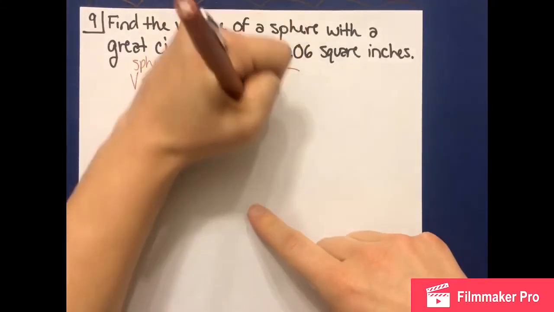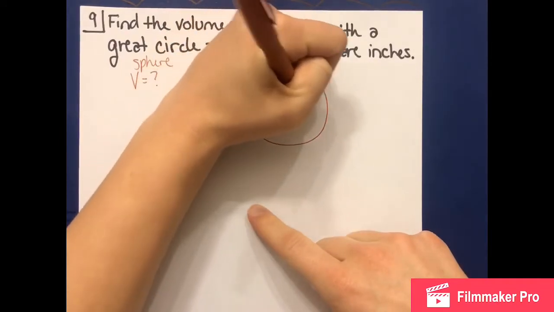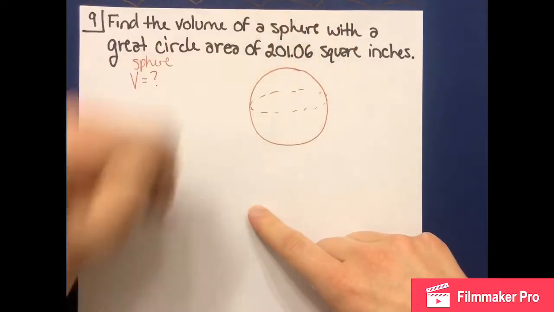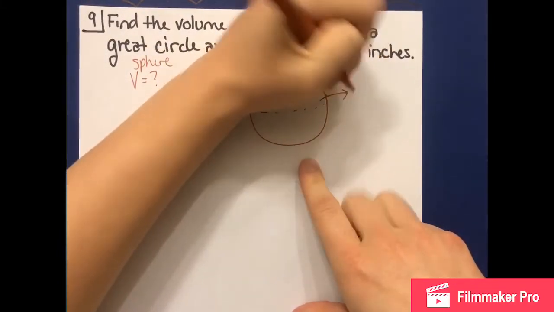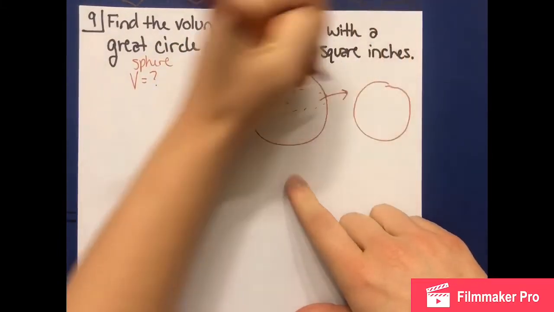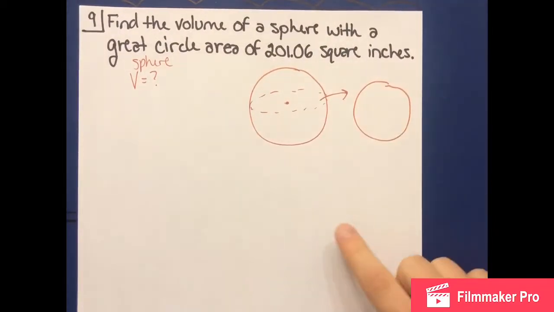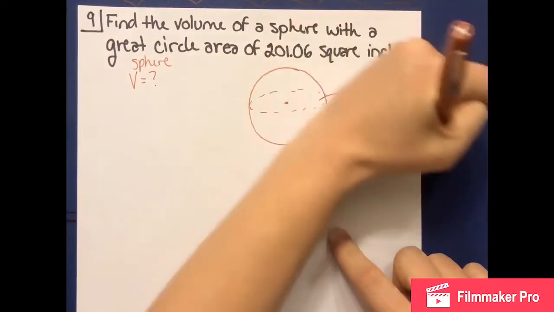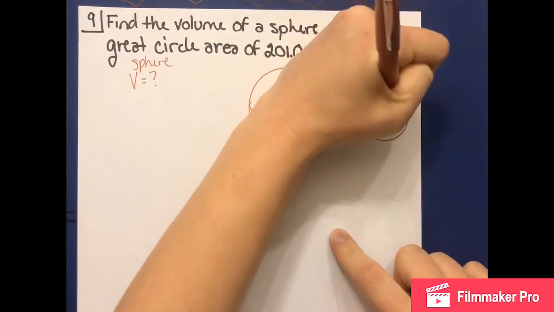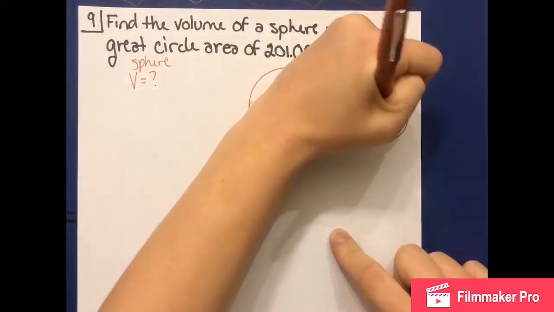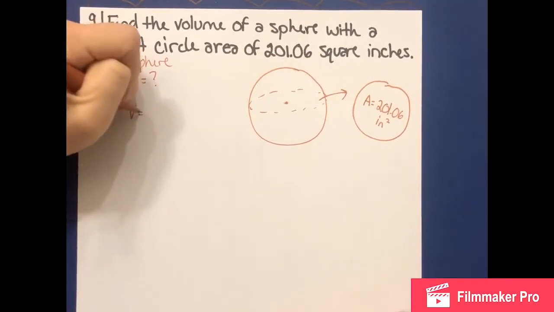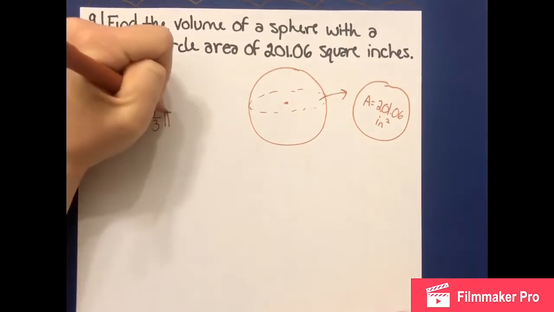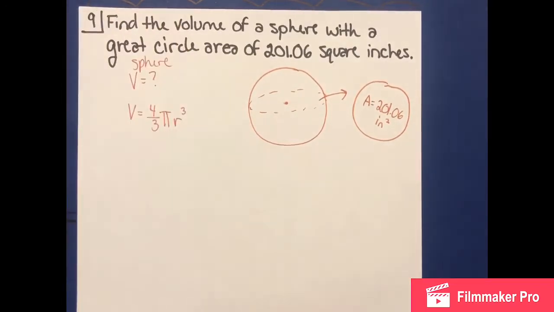So we have this sphere, okay? And I'm taking the circle inside, the great circle, I'm laying it flat. This great circle has an area equal to 201.06 inches squared. Okay, so we want volume. So let's just think about the formula there. We have 4/3 pi r cubed.